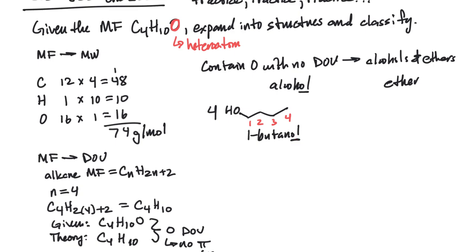So if we're being logical about this, we started at position 1. We could draw another structural isomer where we put the OH group at position 2. And now this molecule is going to have a different name because the OH group at position 2 has to be shown explicitly in that nomenclature. So this is called 2-butanol.